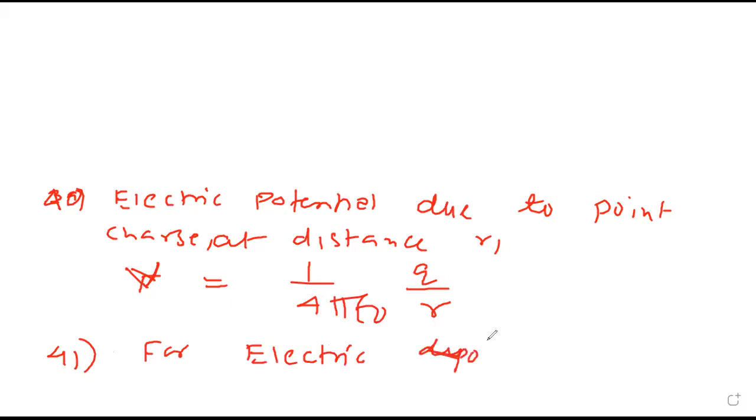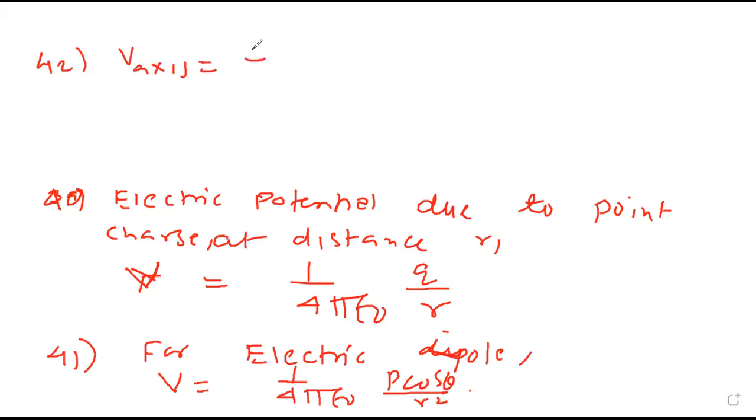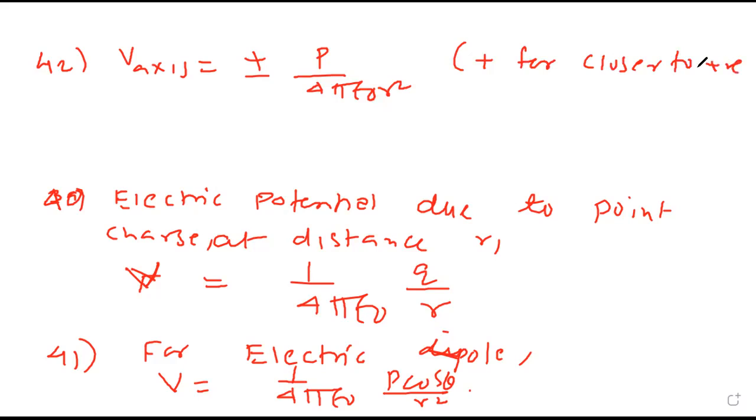For electric dipole, V equals to 1 upon 4 pi epsilon naught P cos theta upon R square. V at any point on axis is plus or minus P upon 4 pi epsilon naught R square, plus for closer to positive charge. The equator is 0.